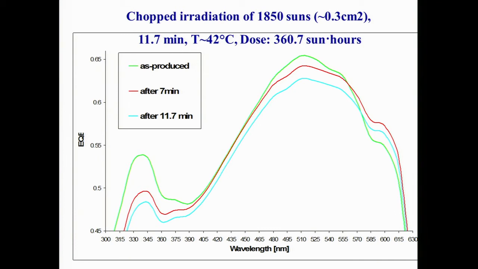You can see this when the dose is not so strong, or at very high concentration. And you can see the external quantum efficiency for the as-produced sample, after 7 minutes of such irradiation, and after 11 minutes of such irradiation. You see the degradation: small degradation in the polymer part and most degradation in the fullerene part.